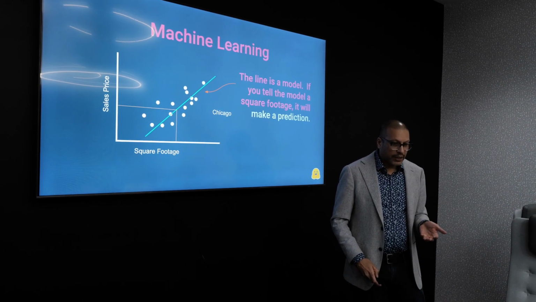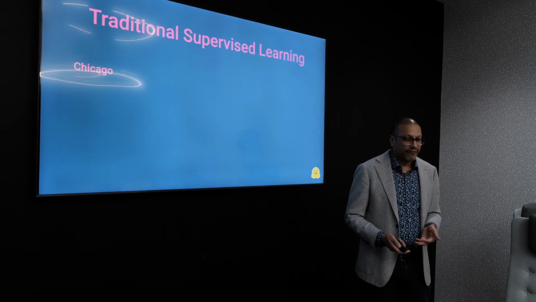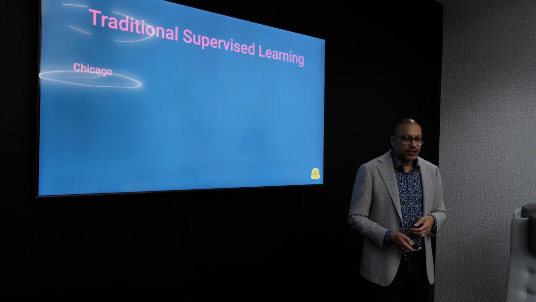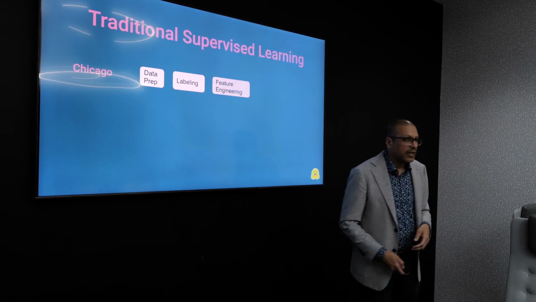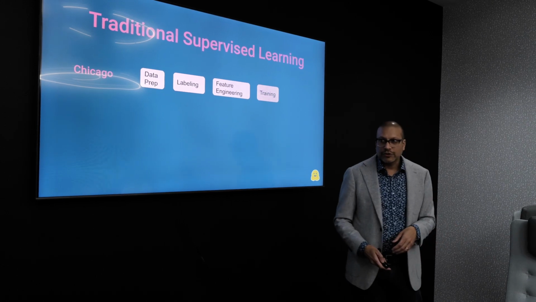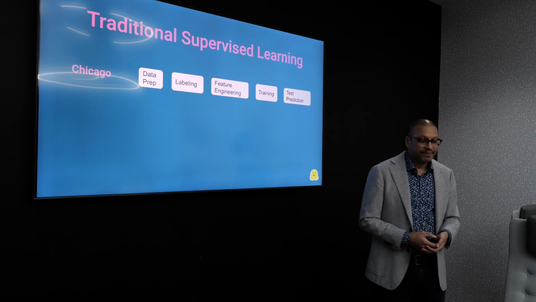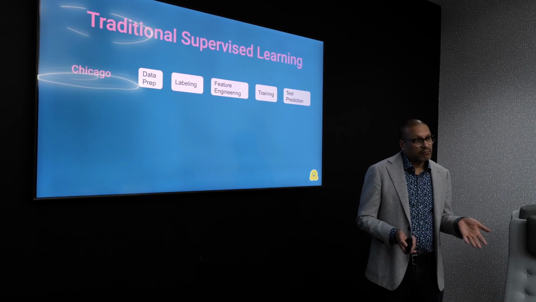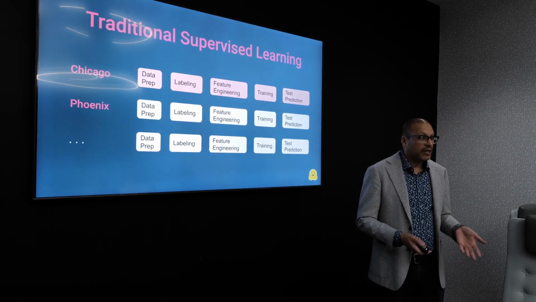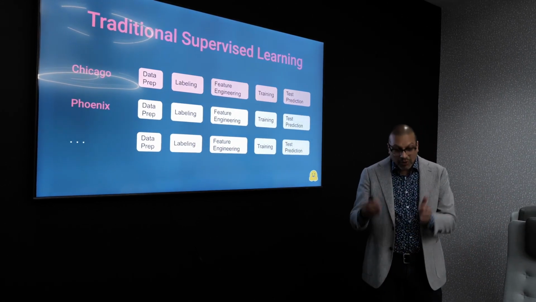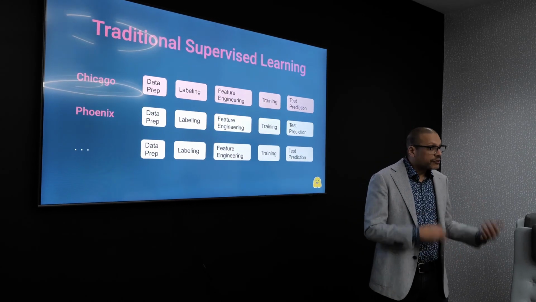But the problem in doing this is it takes a lot of time. If I built that model for Chicago houses, I need to go get some data prep, I need to label it, I need to engineer all those features, train that model, and then I get predictions. But suppose I did it for Chicago, but now I want to do it for another city. I have to redo that entire process, all those steps, over and over again for another city.